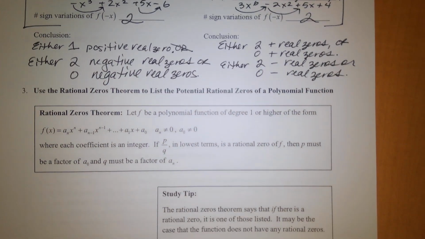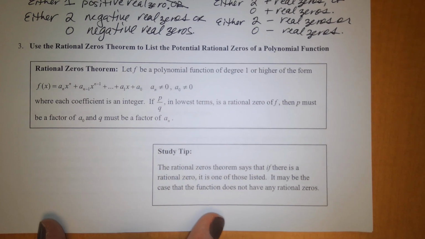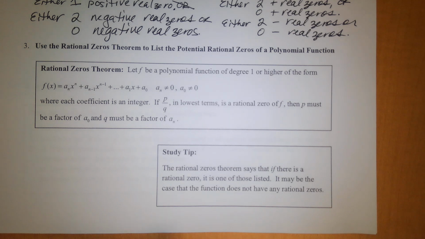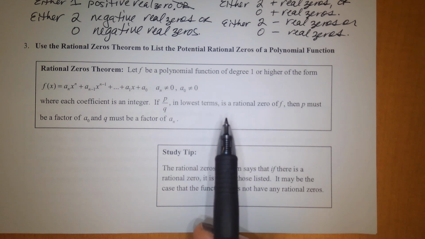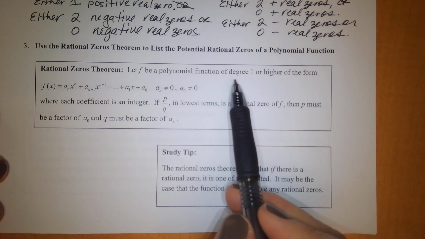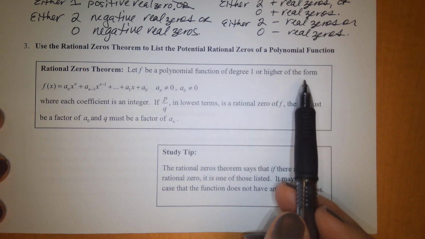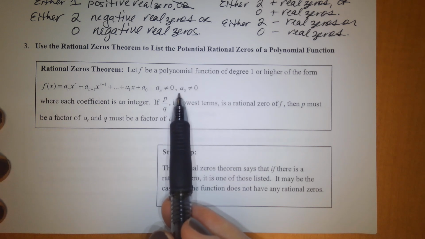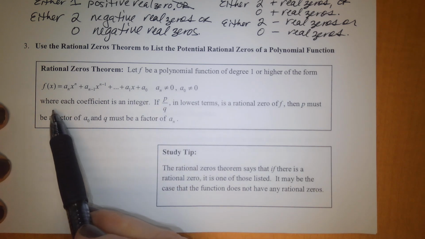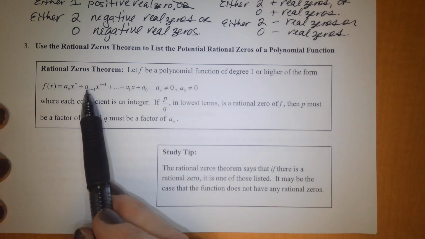So now we're going to use the rational zeros theorem to list all of the potential rational zeros of this polynomial function. This rational zeros theorem states that if the function has a degree 1 or higher and is of this particular form, where each coefficient is an integer.